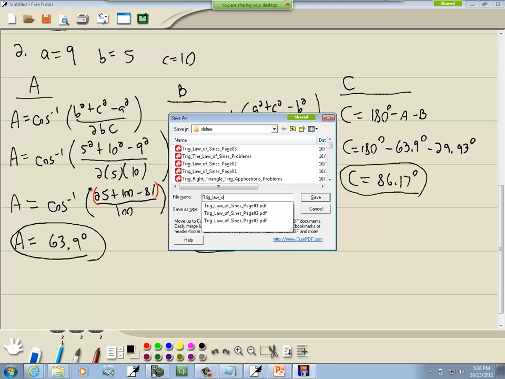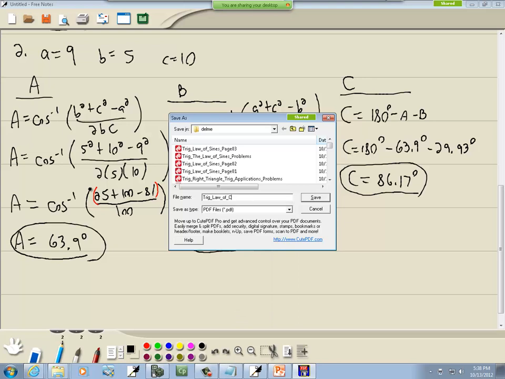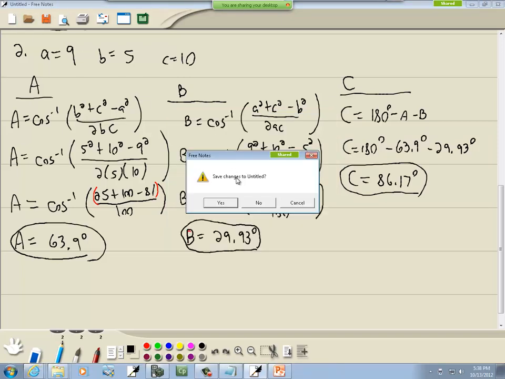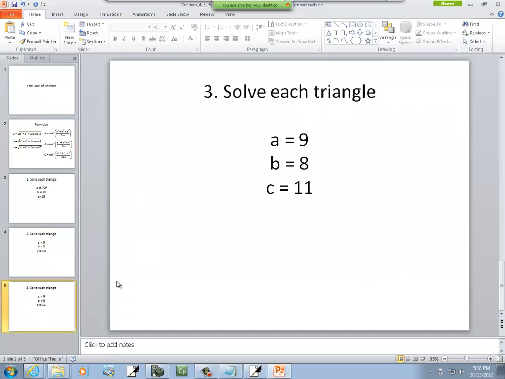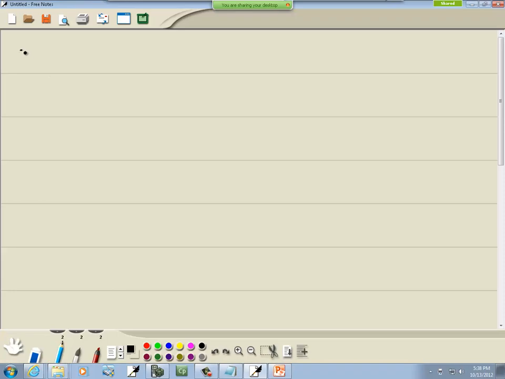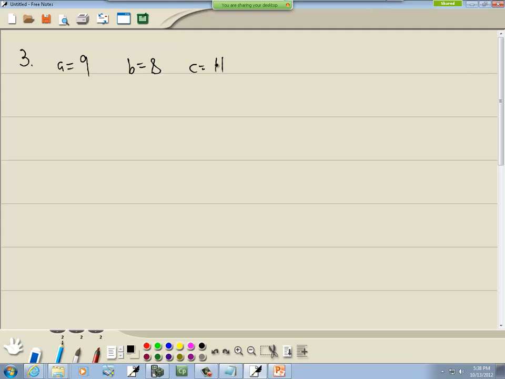Trig, law of cosines, part 1. I haven't worked a whole lot of these examples because I think it's pretty obvious. Not too hard. Let's see, A is 9. Is this the same as the previous one? Okay, no, I'm famous for that, so I thought I better check. B is 8, and C is 11.